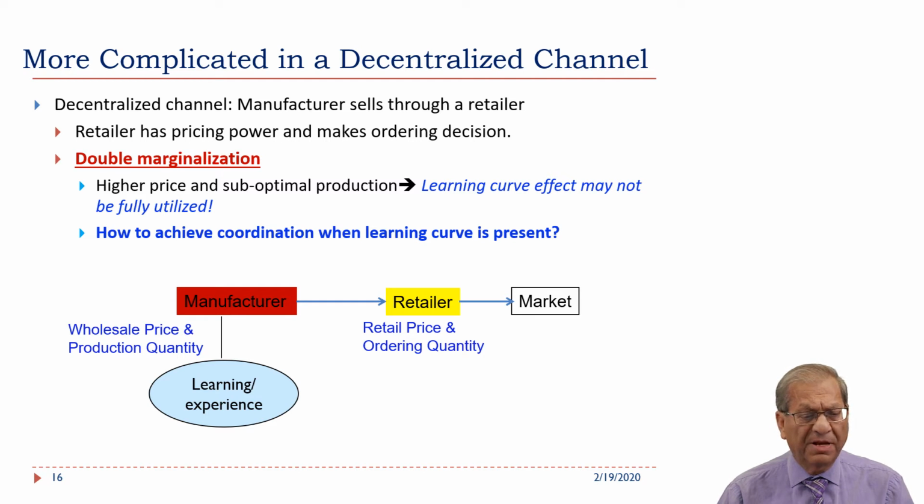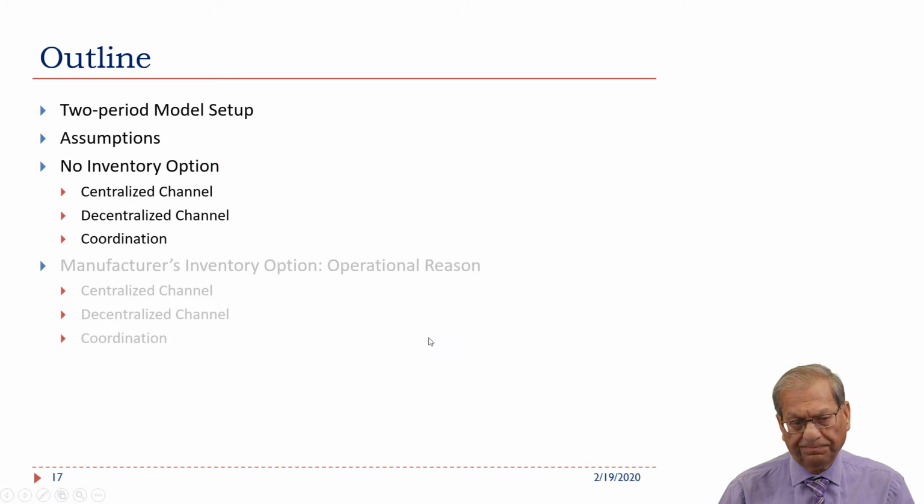Here, as you can see, the manufacturer has decisions to make, and his decisions involve the wholesale price and production quantity, and the retailer will respond by setting the retail price and the ordering quantity. We have a two-period model. We will state the assumptions, and we will then look at a problem with no inventory option. The paper contains a problem with an inventory option, but we will not have the time to get into that. We will then present the centralized channel, then discuss the decentralized channel, and finally we will come up with a coordinating contract.